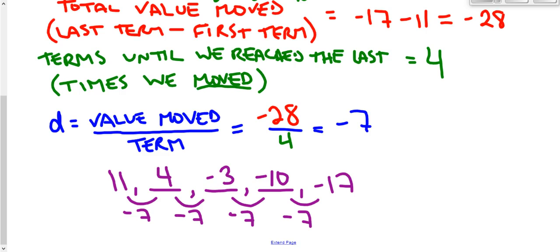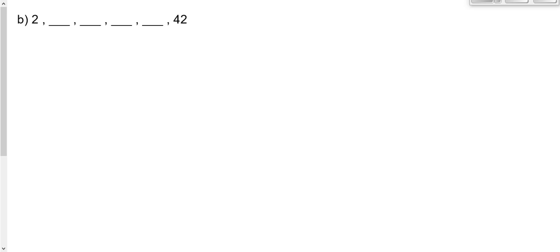Let's go ahead and try that again. Let's do another example of this. This time our sequence is going to start with 2, and then I have 1, 2, 3, 4 blanks, and then I have the number 42. So again, we're going to want to calculate the common difference, which is the value moved per term.